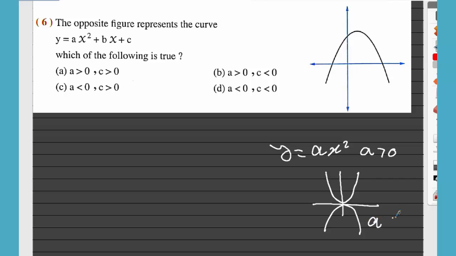Here a is less than 0, it is negative. In this curve, a is less than 0, and it's opened downwards. And c is the intercepted part from the y-axis. Here is c, and c here is positive, c is greater than 0. Then we choose letter C: a is less than 0 and c is greater than 0.